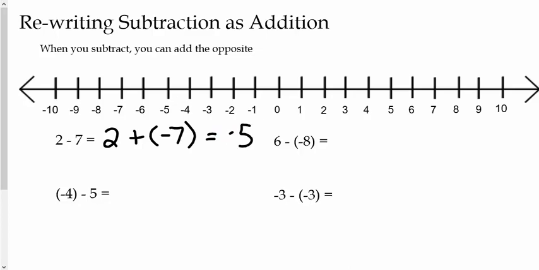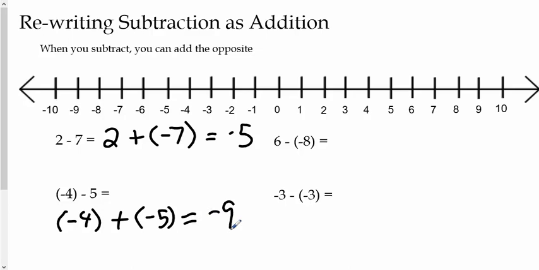Negative 4 minus 5, I could rewrite this as negative 4 plus a negative 5. Well, negative 4 minus 5 is negative 9. Negative 4 plus negative 5 is also negative 9.